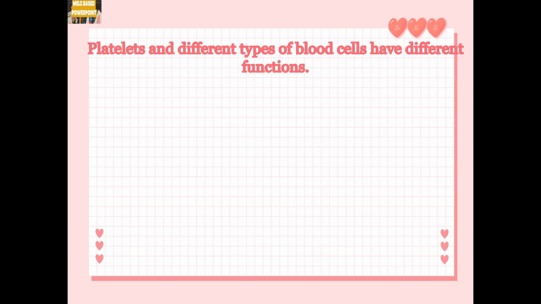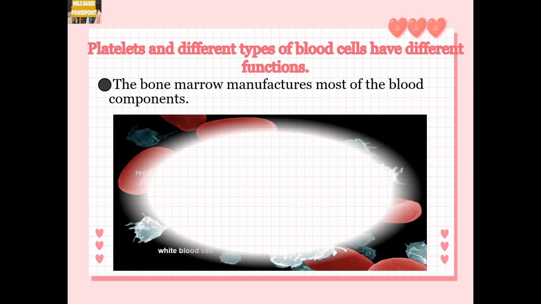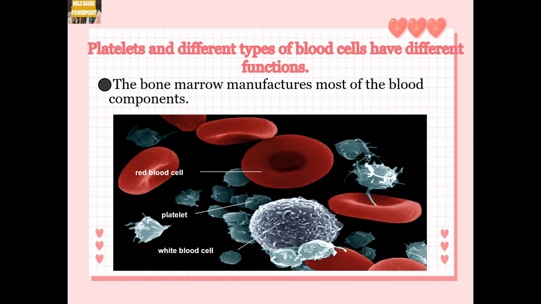Platelets and different types of blood cells have different functions. The bone marrow manufactures most of the blood components. As you can see in the picture, this is the red blood cell, the platelet, and the white blood cell.